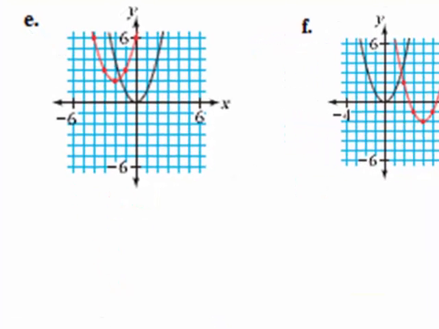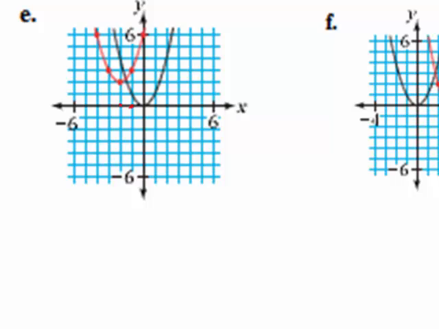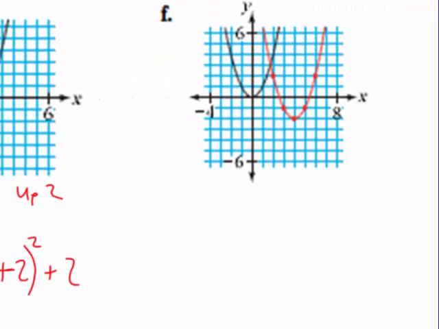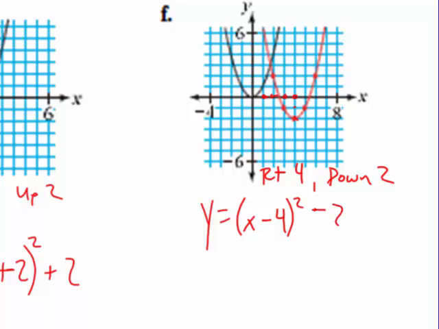Okay, now it can move in two directions. So let's try to rock this quickly. So we got left 2, so negative 2, and it went up 2. So we got y equals x minus negative 2, which is really plus 2 squared, and then up 2, plus 2. There we go. Over to this next one, y equals 1, 2, 3, 4. Went right 4, and it went down 2. So that would be x minus 4 squared minus 2, because it went down.